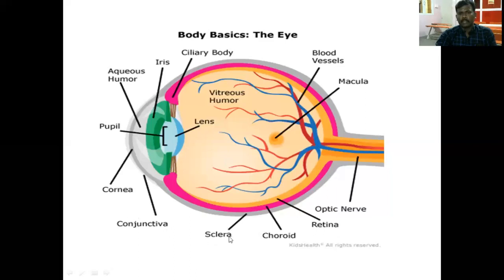The cornea and sclera are the outer layer. The cornea is a transparent membrane and the sclera is an opaque membrane. In between the lens and the cornea, it is filled with a liquid, and between the cornea and iris it is also filled with the aqueous humor.